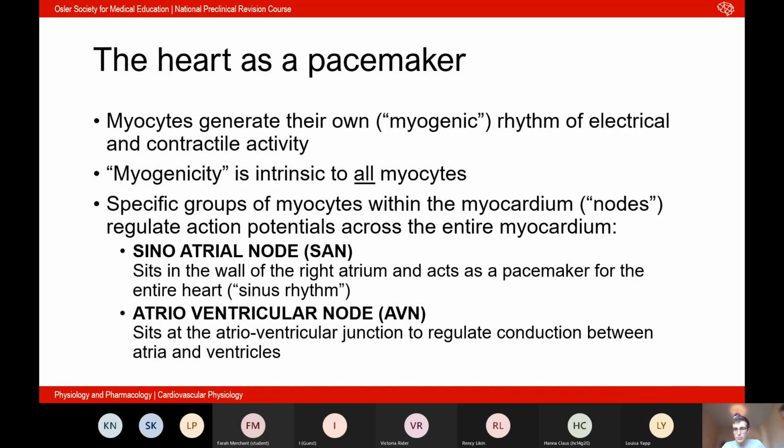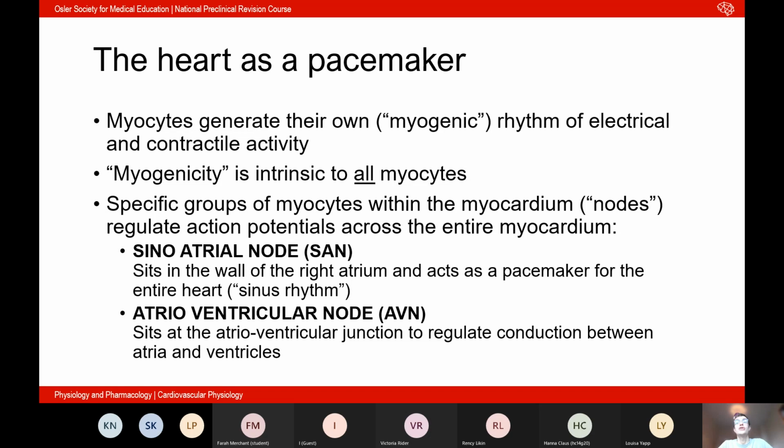So how does this pumping function arise? Well, it arises through electrical activity. Myocytes are really special cells in that they can generate their own rhythmic contraction, and this is really important for that rhythmic contraction of the heart. This is the case for all myocytes in the heart, but is particularly important in bundles of tissue called nodes.